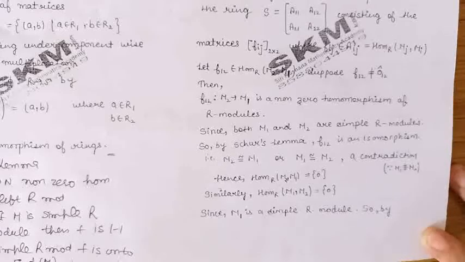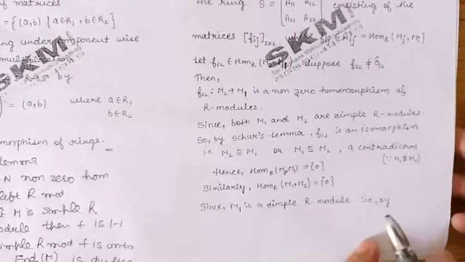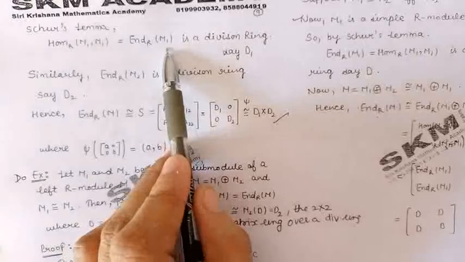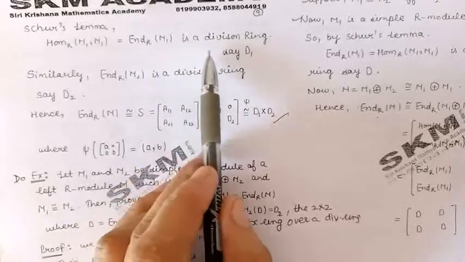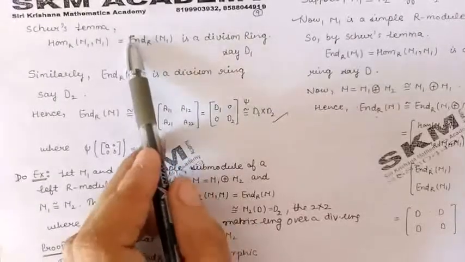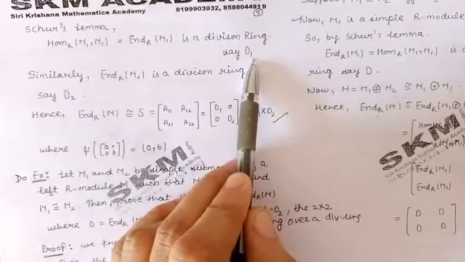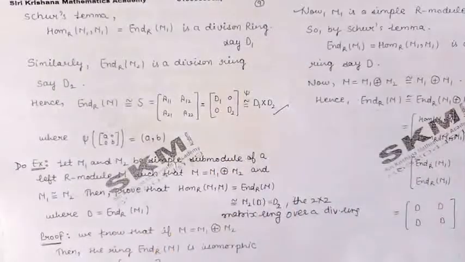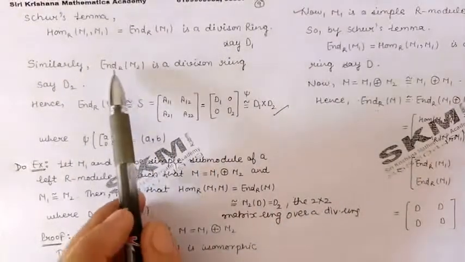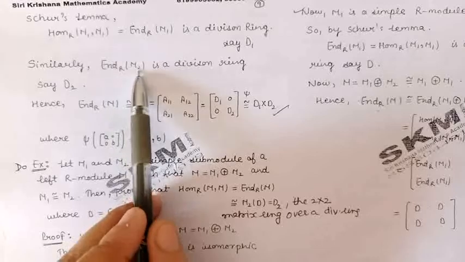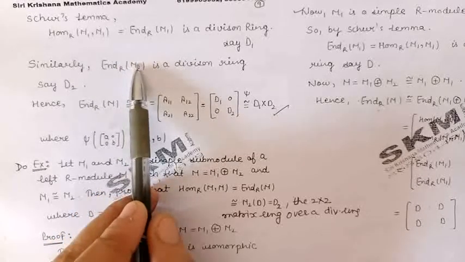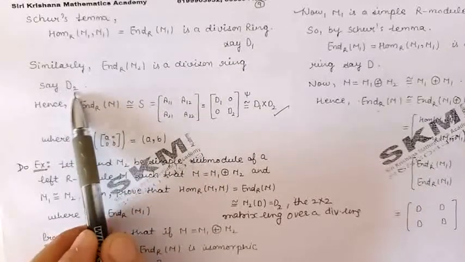Now, again, because M1 is a simple R module, by Schur's lemma, the ring of endomorphisms of M1 over the ring R is a division ring. Let us denote this division ring by D1. Also, the module M2 is simple, so again we can use Schur's lemma. By Schur's lemma, the ring of endomorphisms of module M2 over the ring R will be a division ring. Let us denote this division ring by D2.